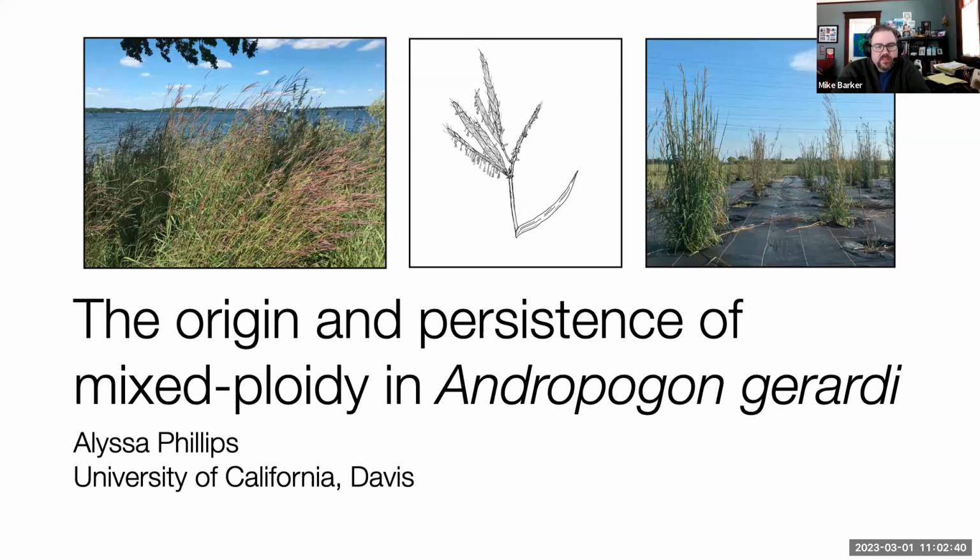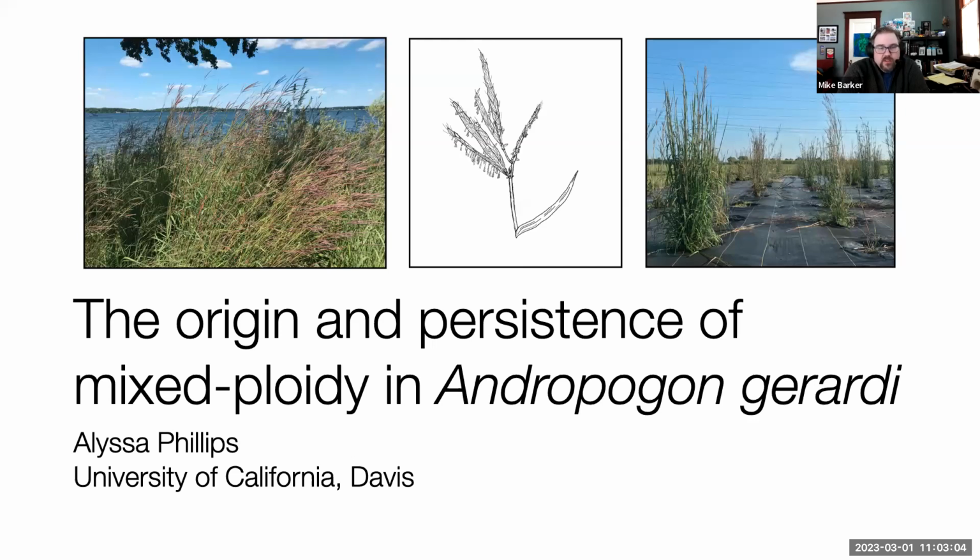Up today is Alyssa Phillips. Alyssa comes to us from the University of California, Davis, where she is a PhD student, or PhD candidate, I should say. And she's a plant biologist interested in how polyploidy and genome size variation contribute to adaptation and population dynamics. As I mentioned, she's currently a PhD candidate at the University of California, Davis, and a U.S. Fish and Wildlife Service Directorate Fellow.